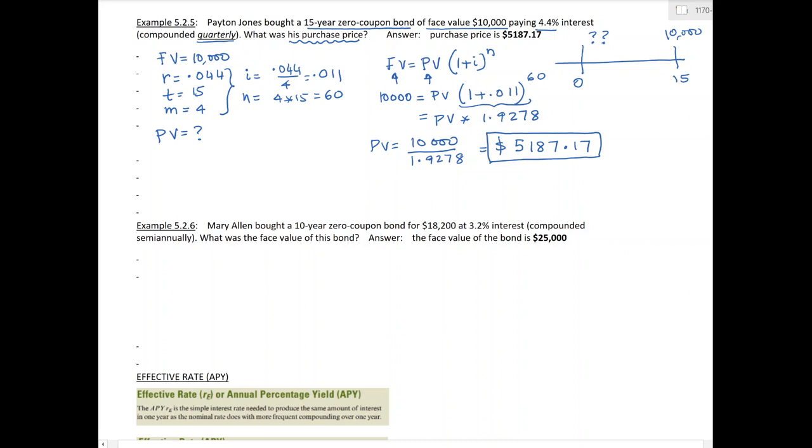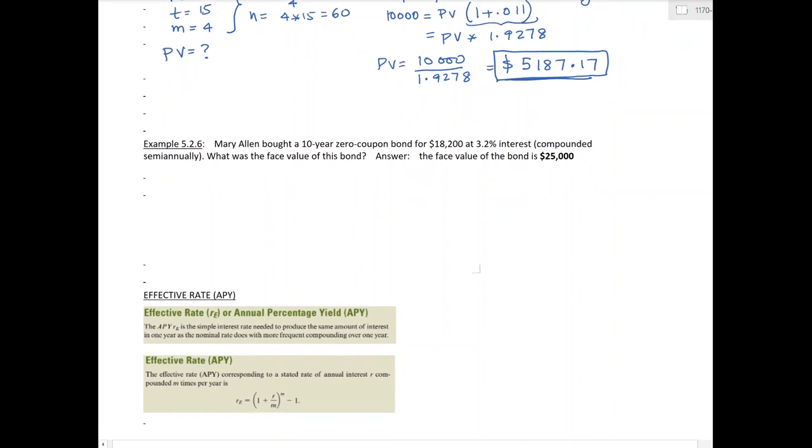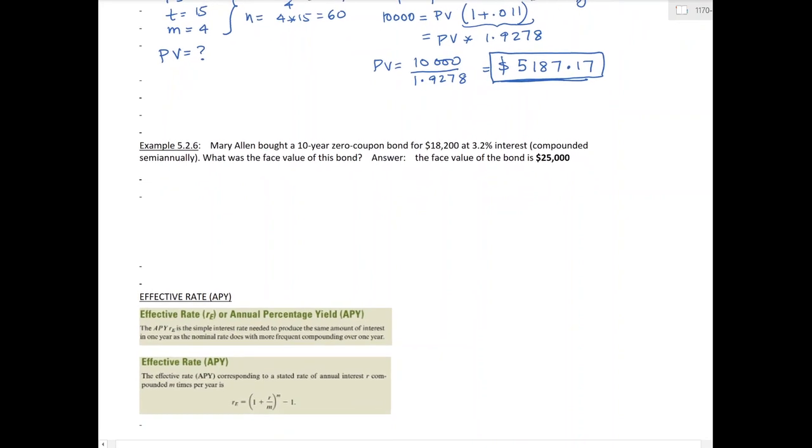So that means Peyton is going to buy this bond for this amount, $5,187, and if he waits for 15 years, he's going to get back $10,000. So that's how a zero coupon bond works. Notice that there was no check in the mail kind of stuff, and its earnings, the interest, is built into the price. Let's practice one more example.